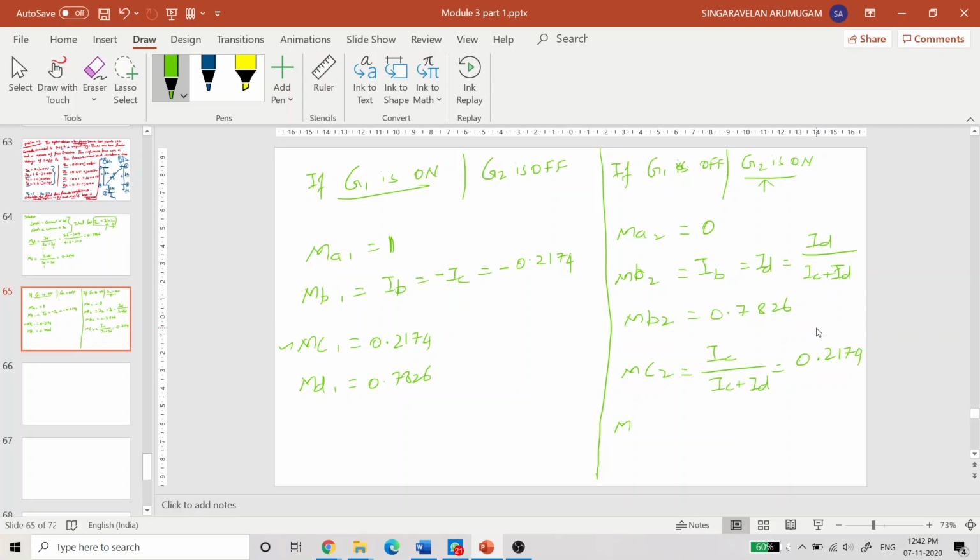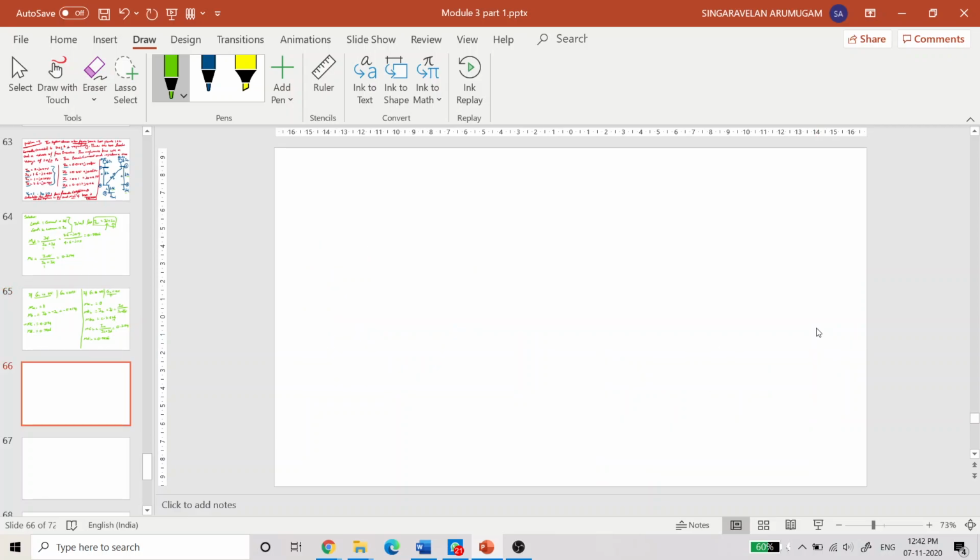And then MD2 we also already found, the same thing will come here, that is 0.7826. So we come up with these basic values, the current distribution factors. According to the current distribution factors, we come up with the M values. Then we need to find out the voltage at different buses. So this is the first step, and the next step is we need to find out the bus voltage at plant 1.